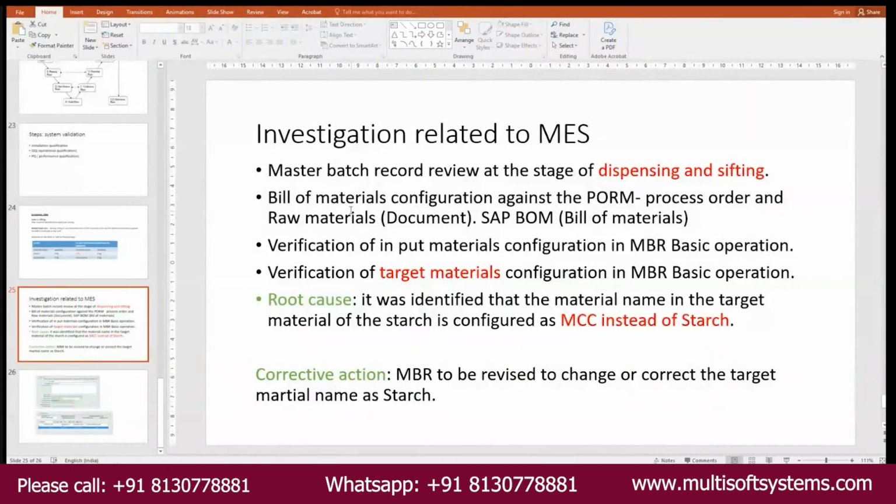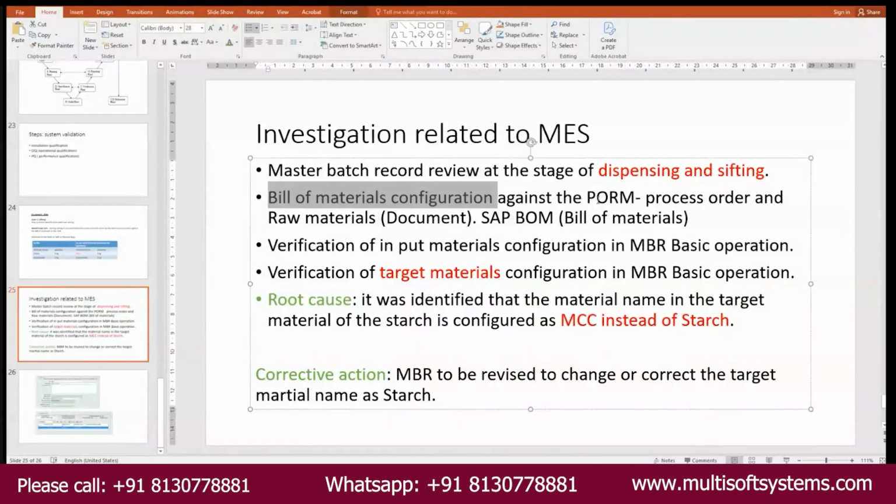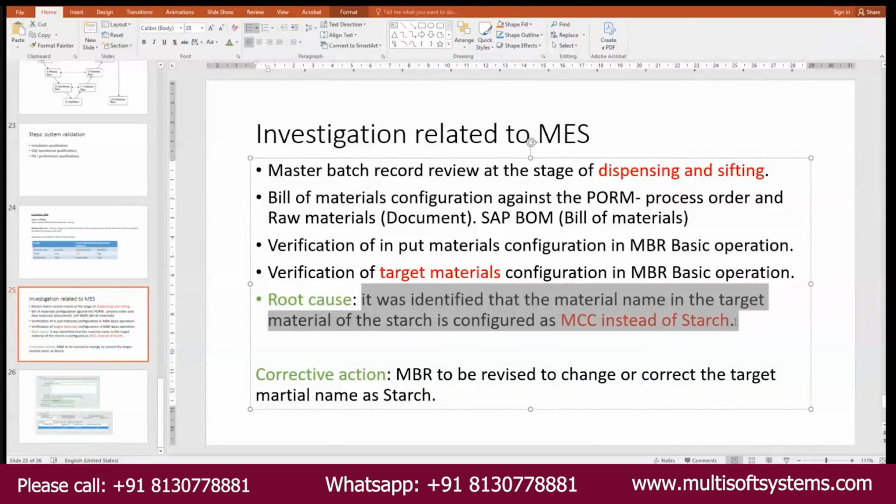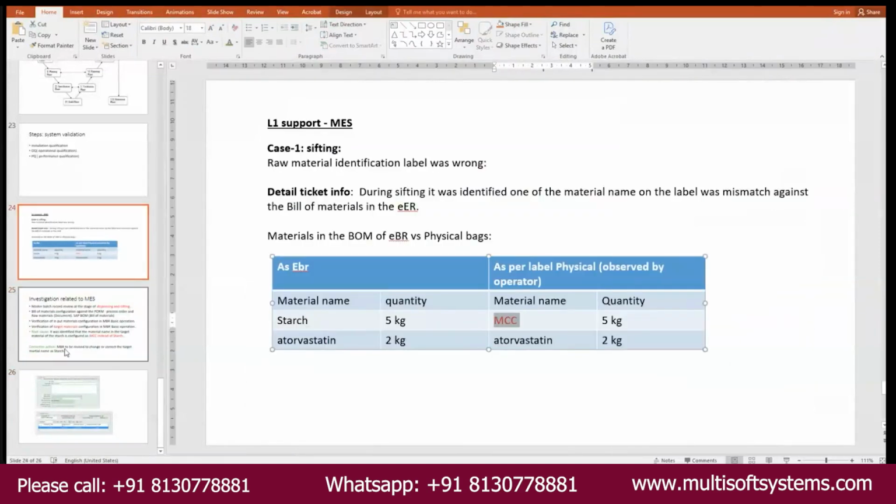So first of all I reviewed the master batch record at the stage of dispensing and the sifting stage. I verified the bill of material configuration against the process order raw materials, and everything is perfectly fine. Then I verified the input material configuration in the BMR, and it is also right. After that I verified the target material configuration in the basic operation, and I found there is a mismatch. So what is the root cause? The material name in the target material of the starch is configured as MCC instead of starch. Due to this, the label and the material name were found as MCC.